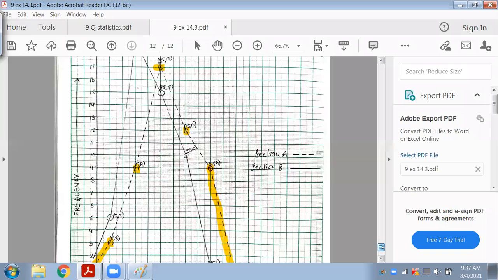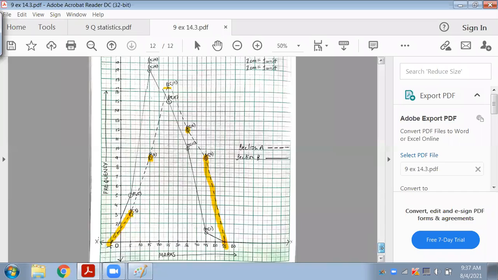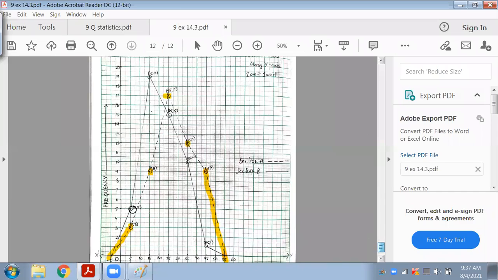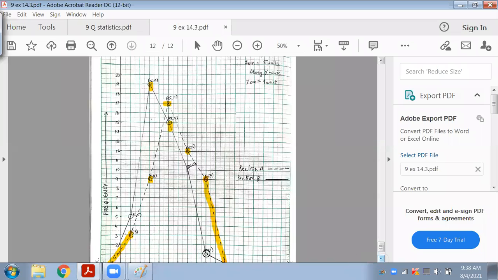Then after drawing for section A, you're going to plot for section B also. And for section B, you're going to join with a straight line.